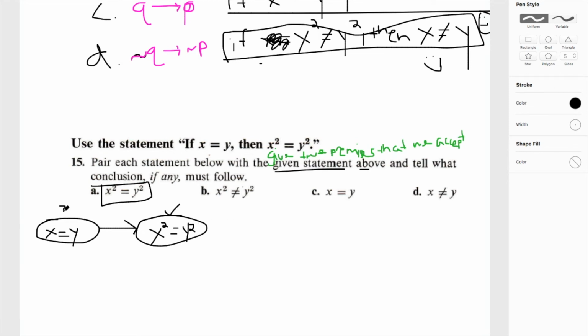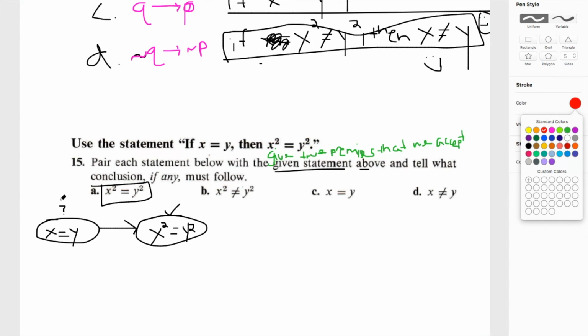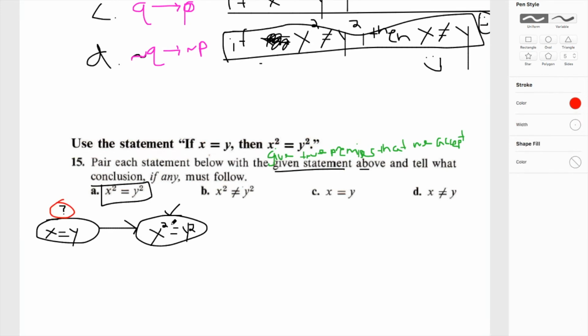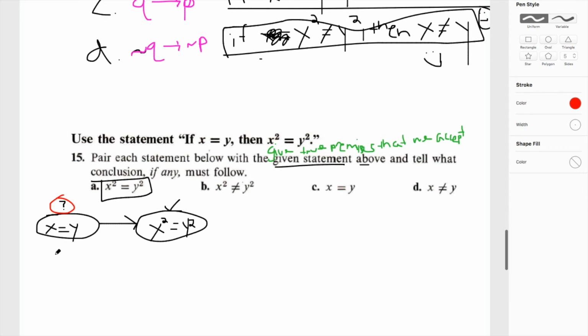Is there a conclusion we can make about x equals y? Do we know that that's actually true? No, we don't, right? We don't know. This is just a question mark here. It's possible that they equal each other. It's also possible they're different, right? If x squared equals y squared and they're both 25, it's possible that x is 5 and y is negative 5, okay? So I'm going to put here, no conclusion possible here.